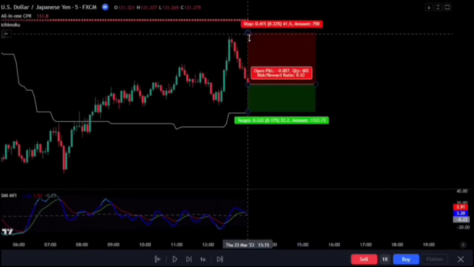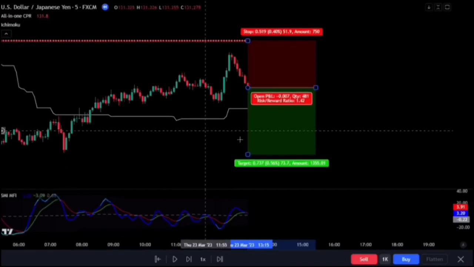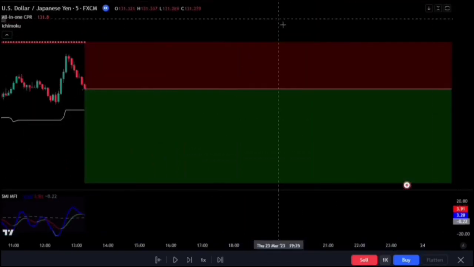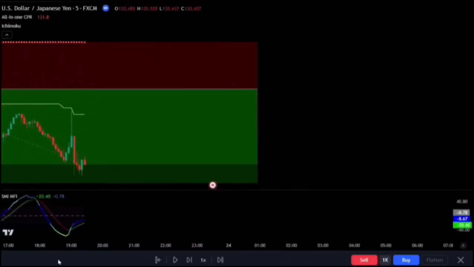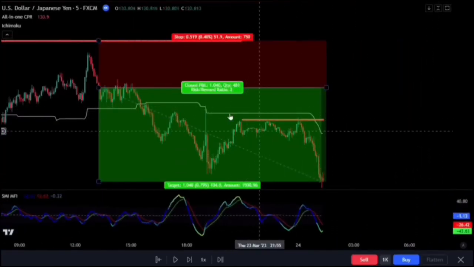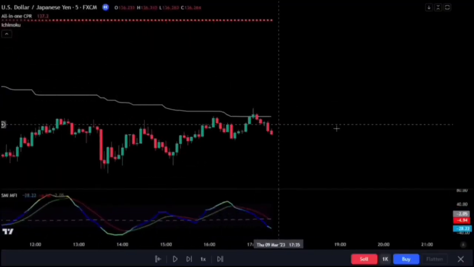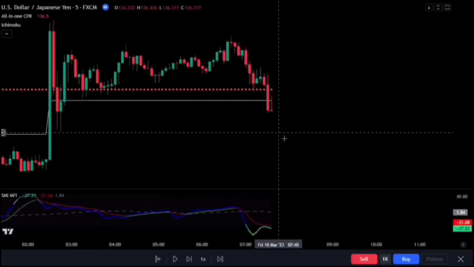The stop loss is at the CPR pivot point, while the take profit is at 2 times what we risked in the market. We can see that this trade was successful. Let's dive quickly into backtesting and see how this strategy performed.